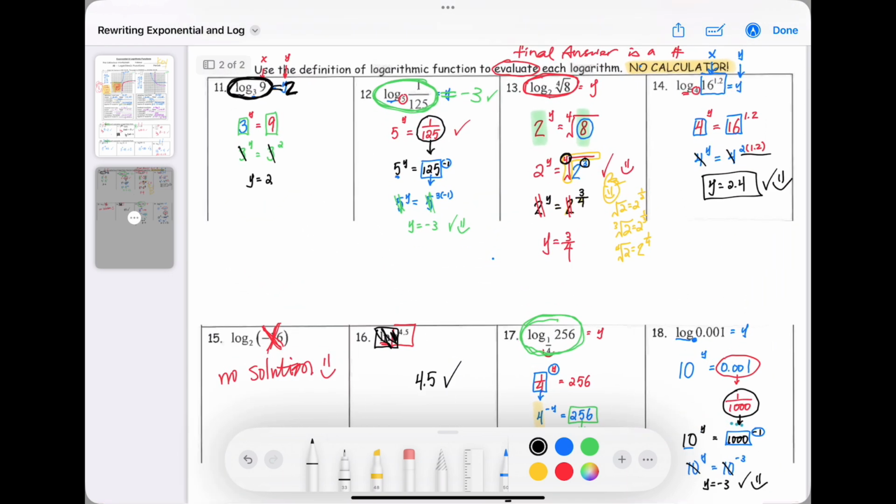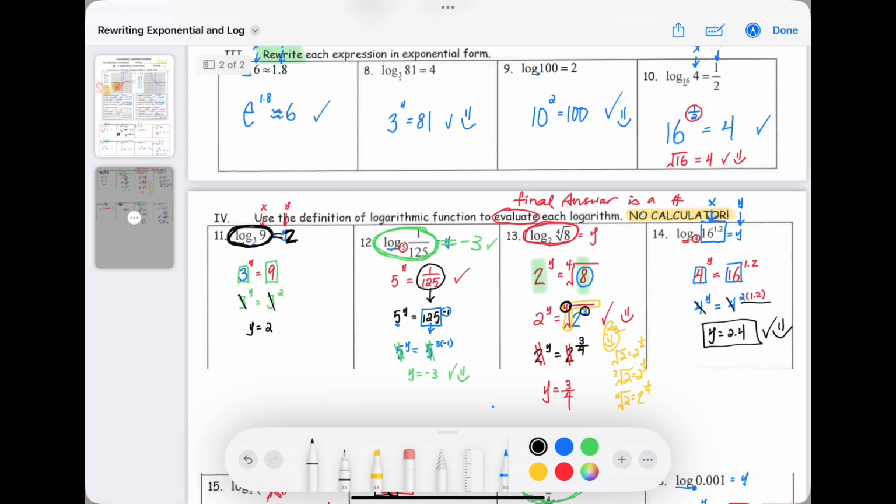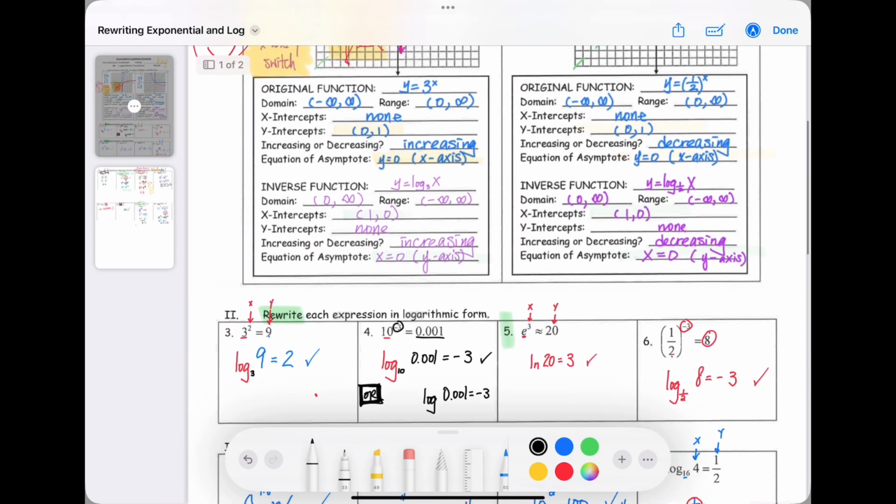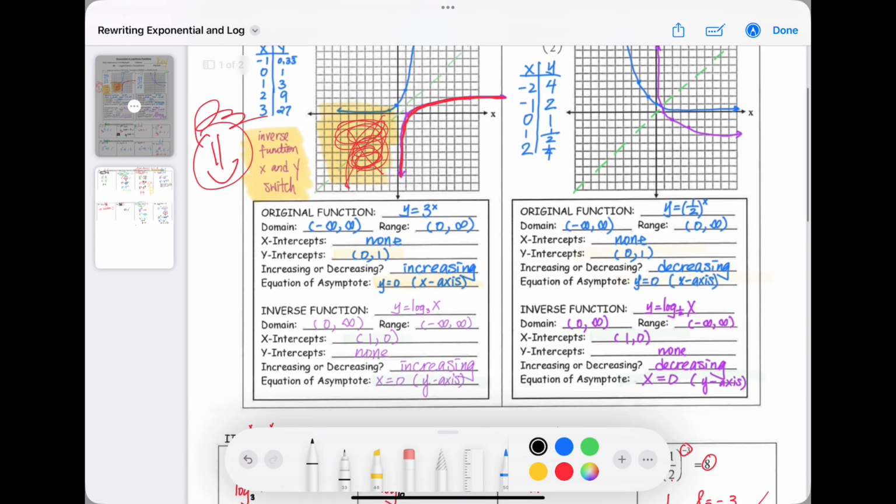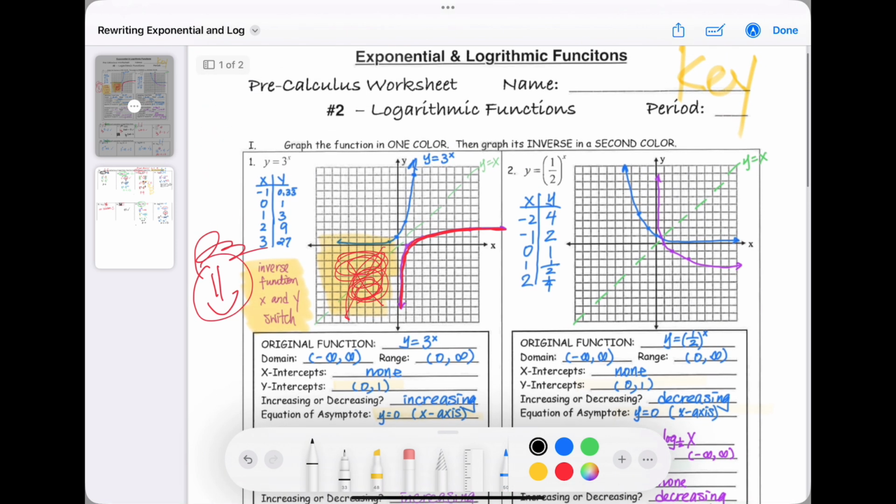Okay, and that's it. So have fun. No calculator. We got this. All we want to emphasize is that the exponential function and log function support each other. Because of the inverse function behavior, x and y simply switch. All right, that's all. Thank you.